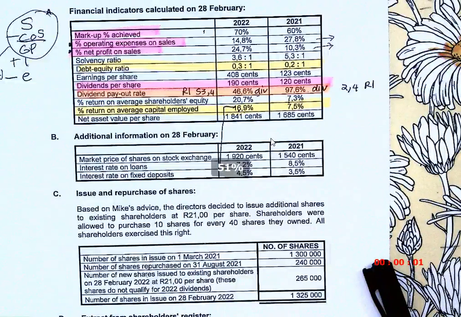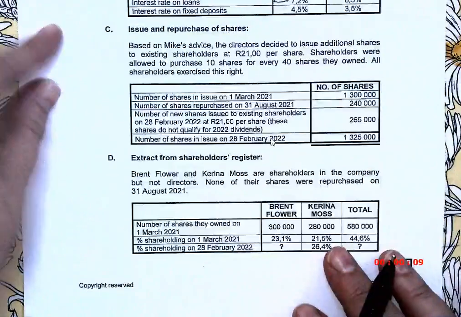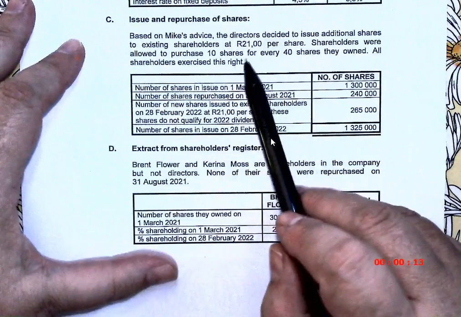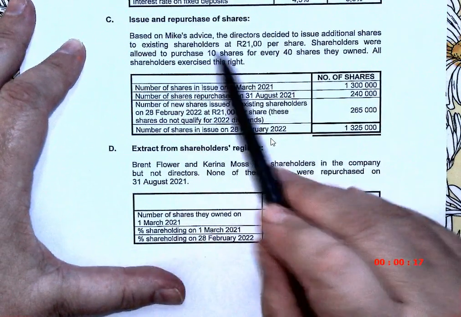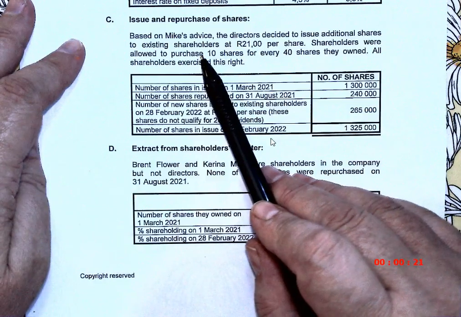They want to know Brent's shareholding, ne? So they said we must use C and D. If I look at C, let's quickly read what they say. Based on Mike's advice, the directors decided to issue additional shares to existing shareholders. By the way, that is the benefit of a rights issue.